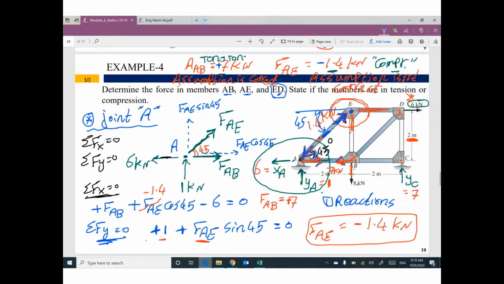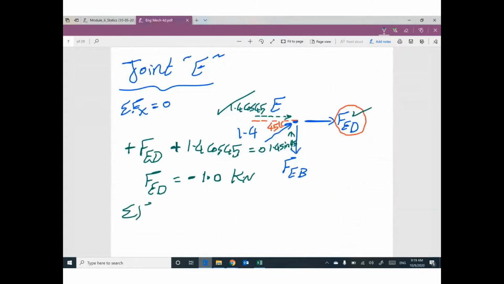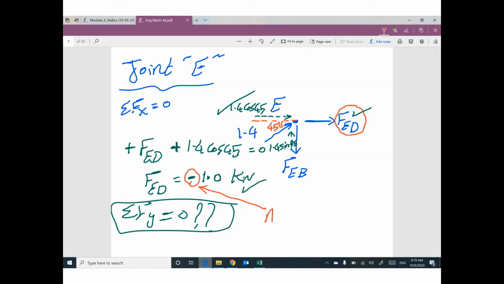I'm looking for FED only. So I will not complete summation f of y equals 0 because I don't need anything else. That's enough. I'm looking for FED and I am done. My question is, can anybody tell me what is the meaning of negative? Assumption is not correct.